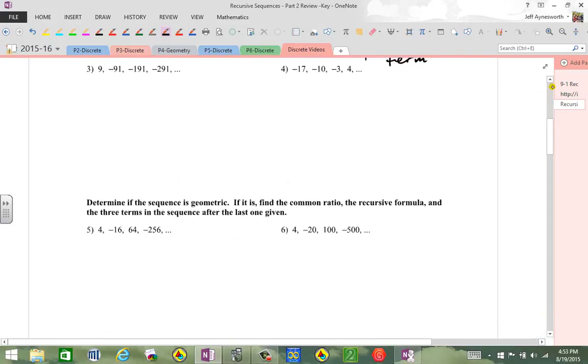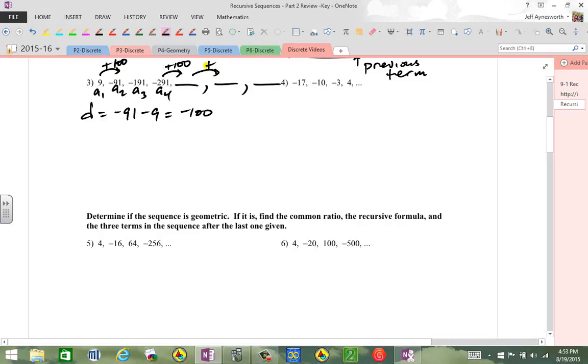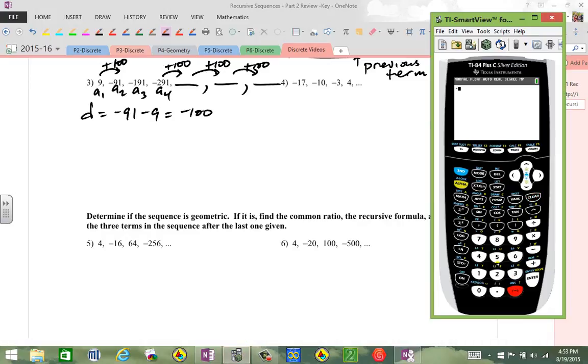Okay, number 3. Here we go. So we got a sub 1, a1, a2, a3, a4. We got to get a few more. All right, the common difference is equal to negative 91 minus 9, which is negative 100. So you simply add 100 to get to the next term. So we add 100 here, and then add it again, add 100 here, and then add it again, add 100 here. So if you want to work this out, you enter in negative 291, and then you keep adding 100.